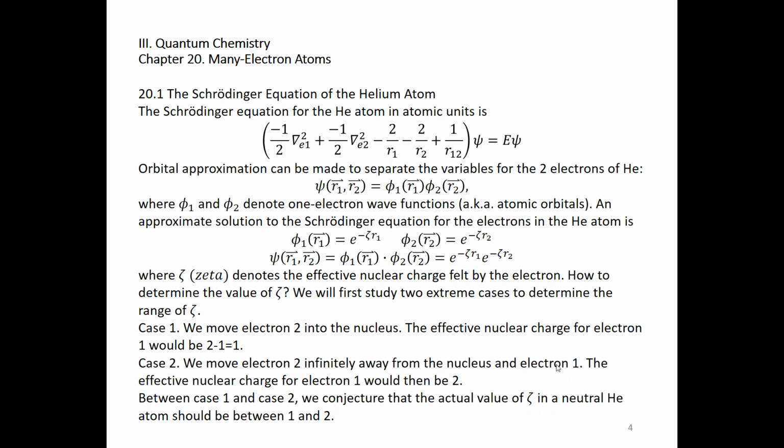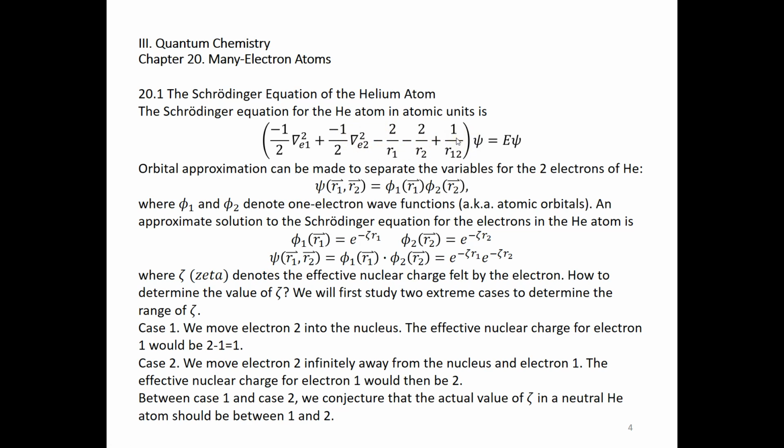Again, let's look at the Schrödinger equation for the helium atom in atomic units. Kinetic energy of electron 1, negative 1/2 Laplacian for electron 1, and then the kinetic energy operator for electron 2. Attraction felt by electron 1, attraction felt by electron 2, and then over here we have electron-electron repulsion.